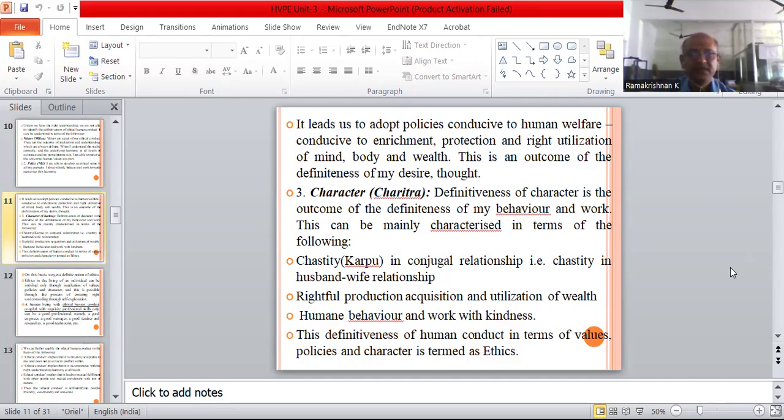For example, chastity is also a particular character to express our definitiveness. It is not intended only for women, but also for men, and there should exist chastity among the human-wife relationship. It is also used for the right diffusion and utilization of wealth, and the right acquiring of the materials that you have for leading a happy life.